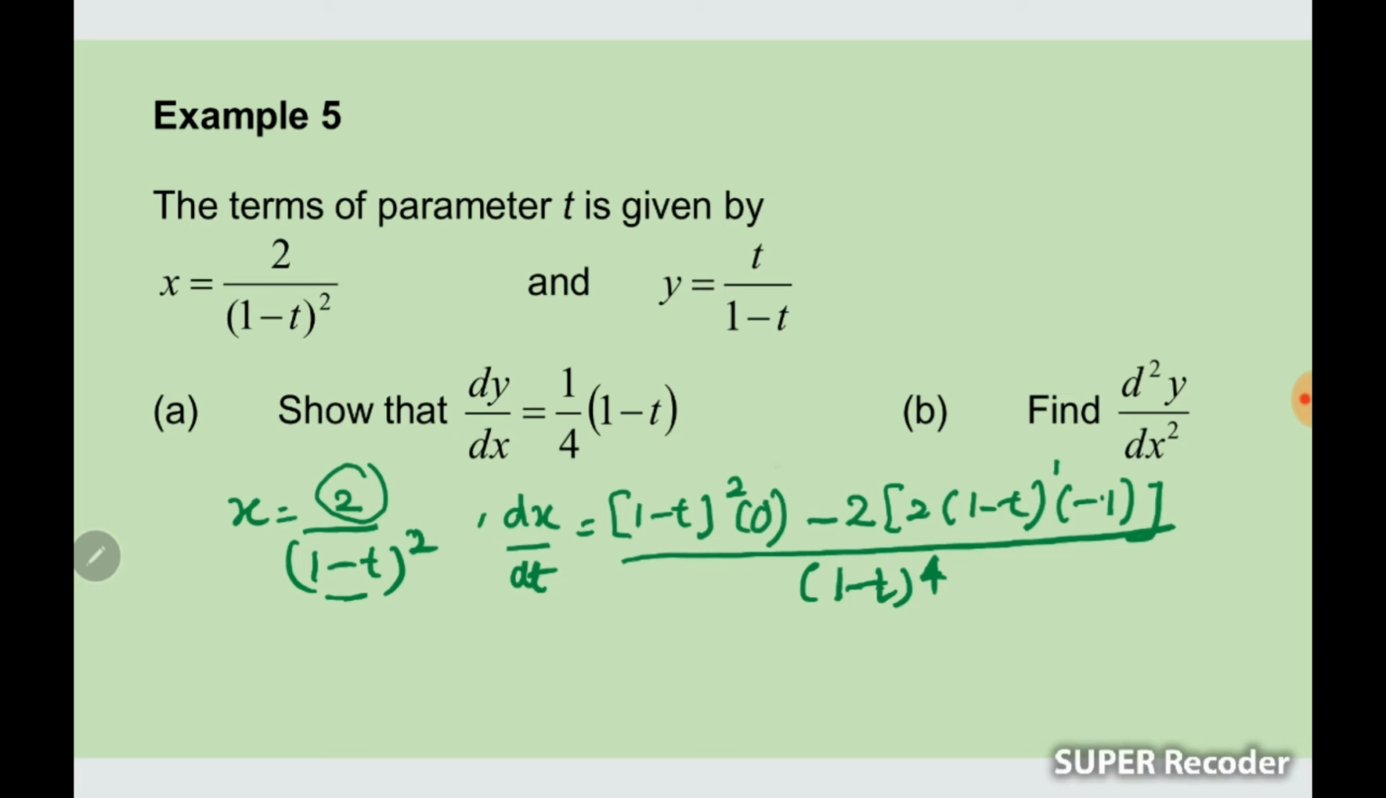We have 0 here, so the whole first term will become 0. So you need to multiply negative times negative, we have positive. 2 times 2, 4. So the answer is 4 times (1 minus t), over (1 minus t) to the power of 4 as the denominator. Simplify, you will get 4 over (1 minus t) to the power of 3.